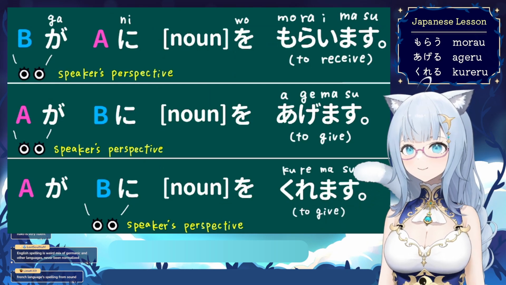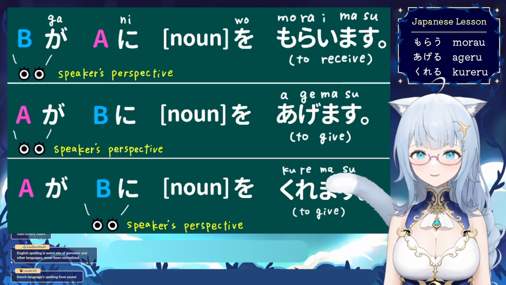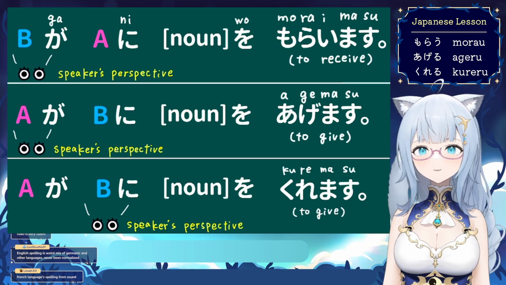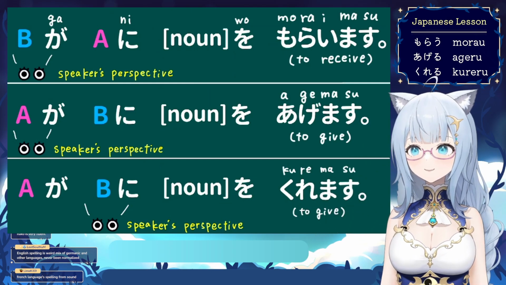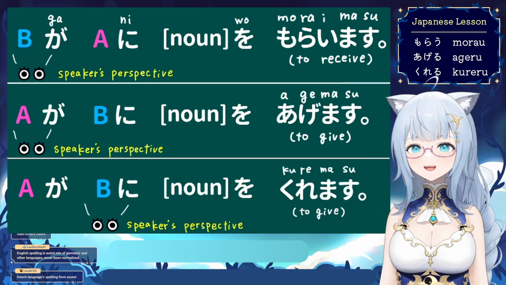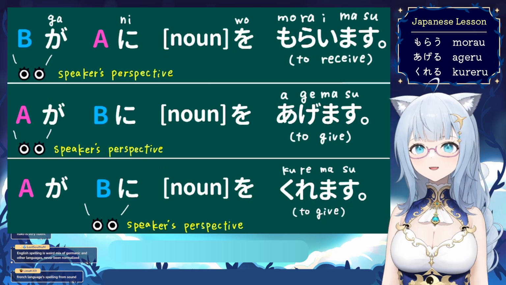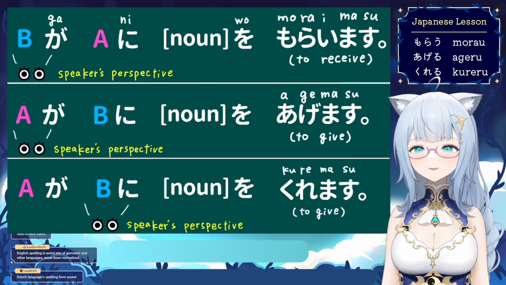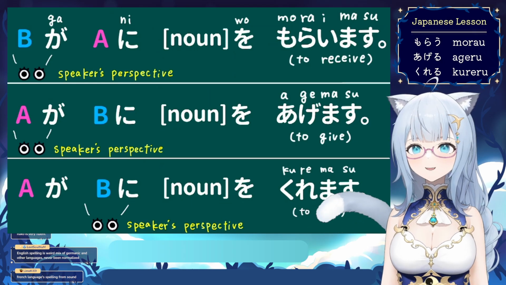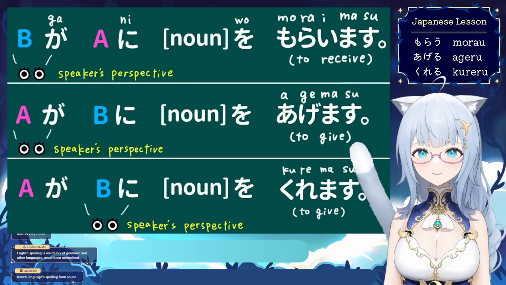So what's the difference between もらいます、あげます、くれます? It is the meaning of the verb and the speaker's perspective. もらいます means to receive. This is really simple because it is the only one. The speaker's perspective in a もらいます sentence is the receiver side.